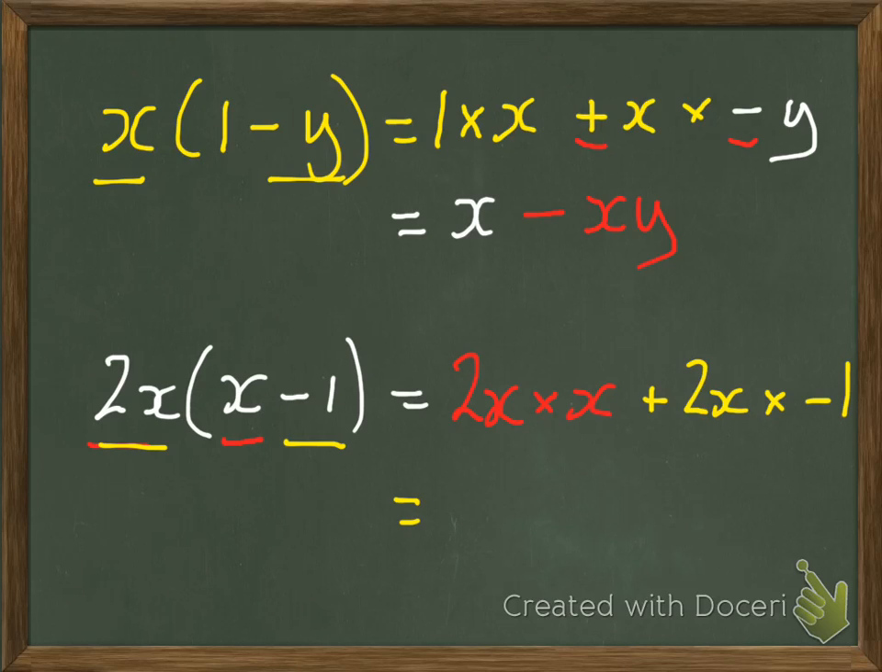Okay, so we end up with 2x times x. Well look, if you cover up that x, what's x times x? Well, it's x squared. And then it's how many of them have you got? You've got 2 of them. And then plus 2x times minus 1. So the plus times a minus gives you a minus. 2x times 1, it's just a 2x.